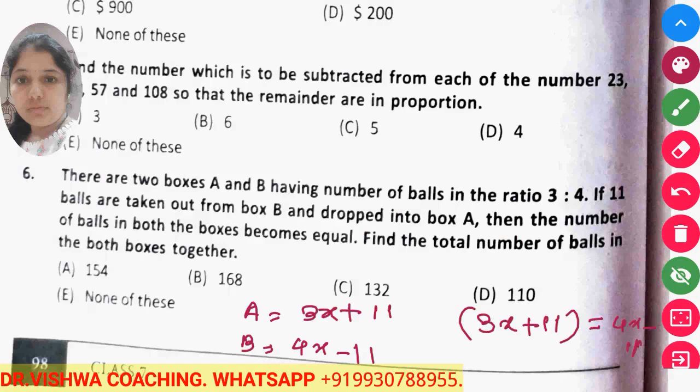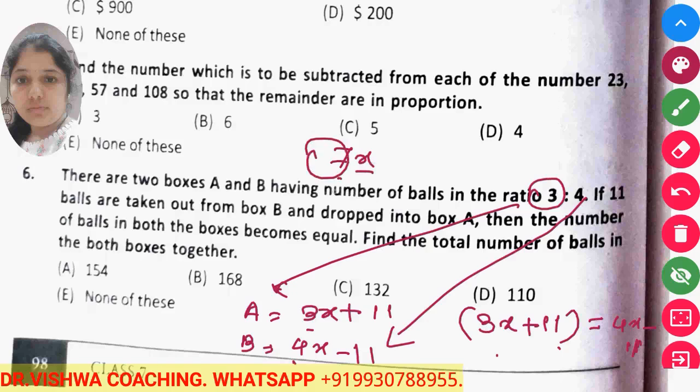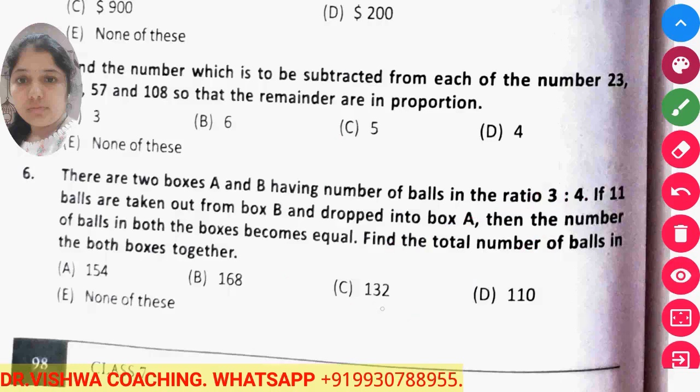Now solve this linear equation and you get the value of x, and after getting the value of x, calculate how many balls are there in box A, multiplying that value with 3. Calculate how many balls are there in box B and add them, or directly multiply x with 7. Whatever value you get is the total number of balls.